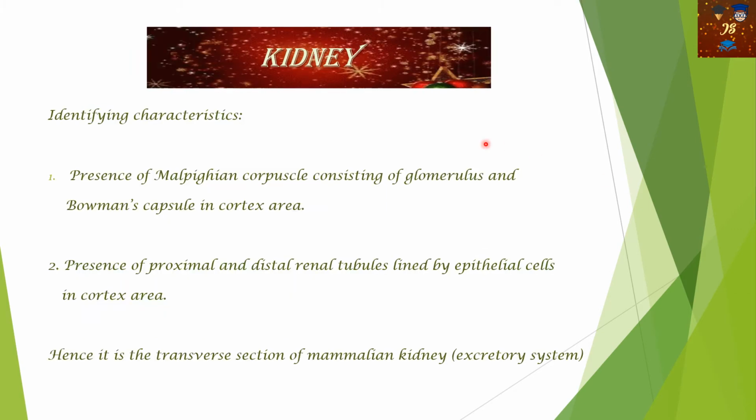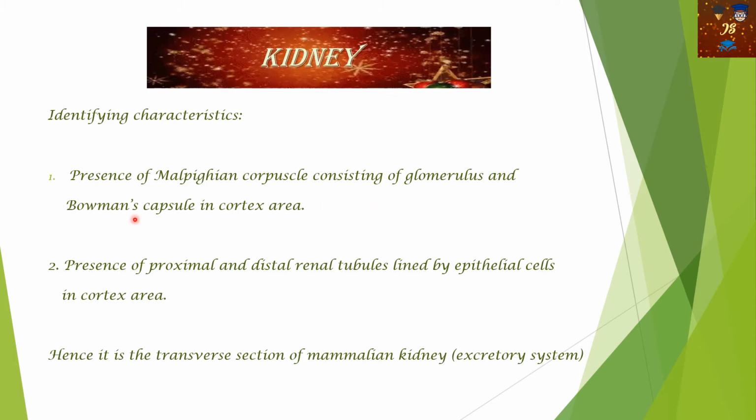So these are the identifying characters as we have discussed just now. Presence of Malpighian corpuscle consisting of glomerulus and the Bowman's capsule in the cortex area. Presence of proximal and distal renal tubules lined by epithelial cells in the cortex area. So this Malpighian corpuscle and renal tubule both are present in the cortex area. So this is the transverse section of mammalian kidney.